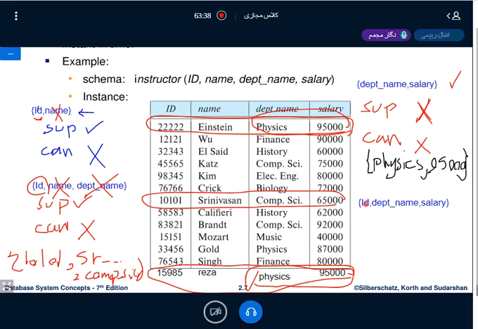Then this one, ID, dept name, and salary. Is it a super key or candidate key?